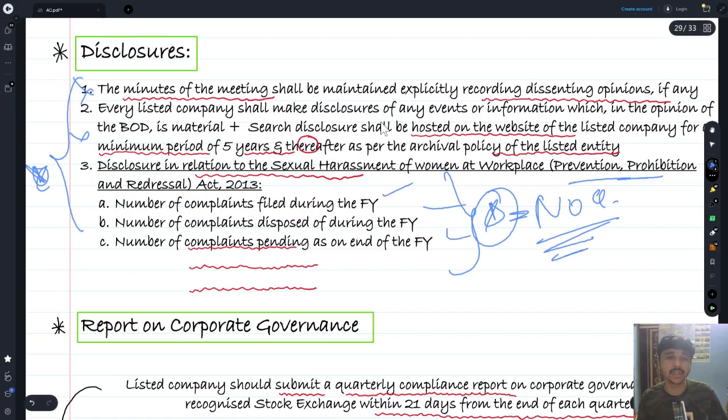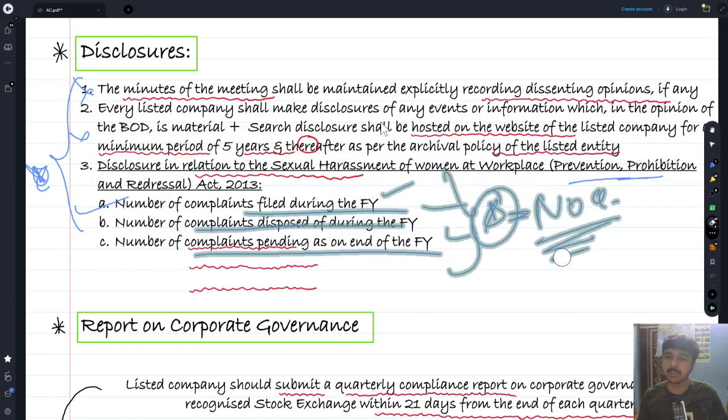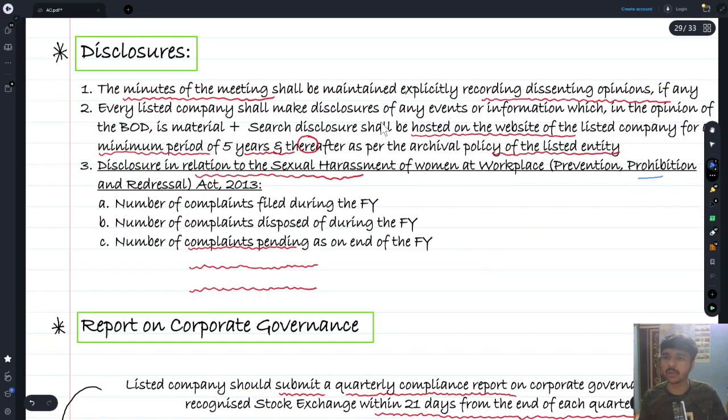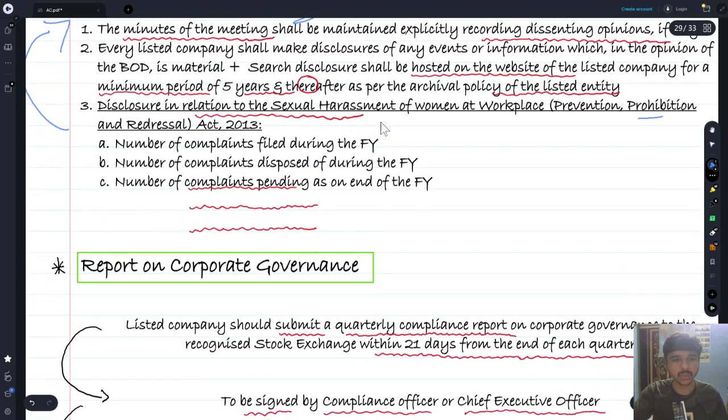Only 3 points. First point, the number of complaints filed during the financial year, the number of complaints disposed of during the financial year, the number of complaints pending as on the end of the financial year. Only these 3 things should be checked by the auditor. Okay, not auditor, I would say, only these 3 things are to be disclosed. Disclosed by whom? Board of Directors. In what? Audit report. Got it?